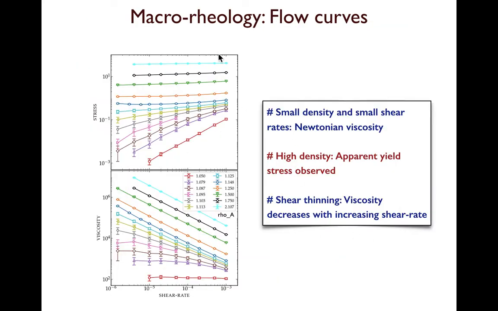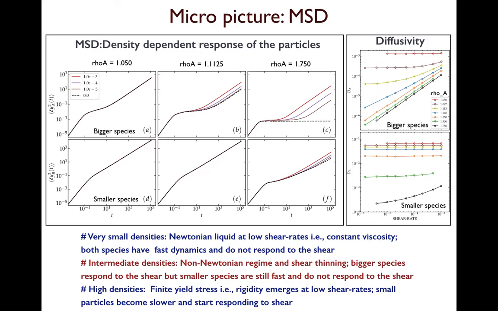Now, to see the macro picture of the system, we plot the flow curves using stress versus shear rate and viscosity versus shear rate. And we see here there is a Newtonian regime at very small density and very small shear rates. At very high density, we see there is an emergence of apparent yield stress, and there is a shear thinning, that is, decrease in viscosity with increase in shear rate.